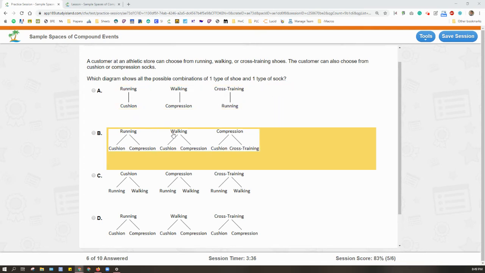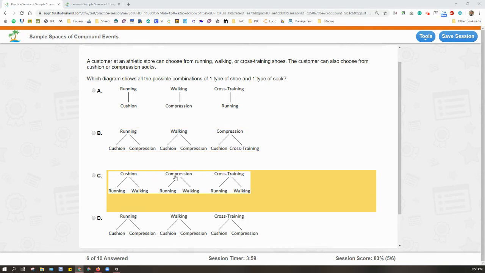B has running, walking, and compression. Oh, wait, running, walking, and compression. Compression is a type of sock, not a type of shoe. We want running, walking, and cross-training. So this is not what we're looking for. This last tree over here has compression, cushion as one of the options. Those are 2 types of socks. We need 1 shoe and 1 sock, or 1 type of shoe and 1 type of sock.